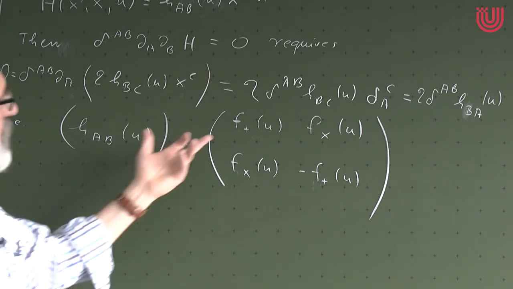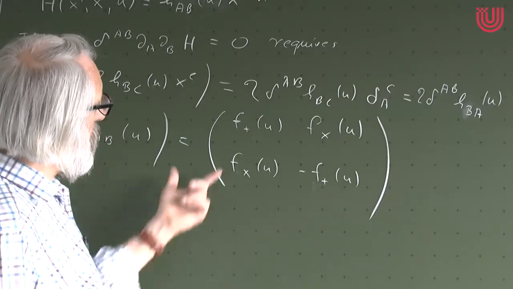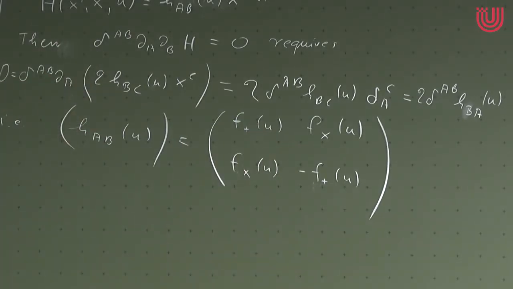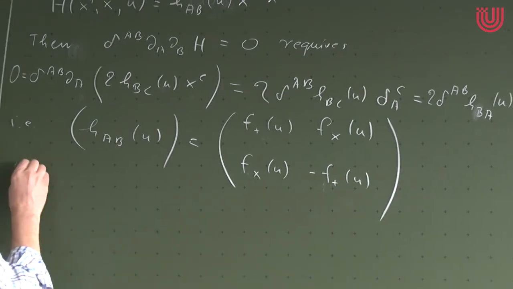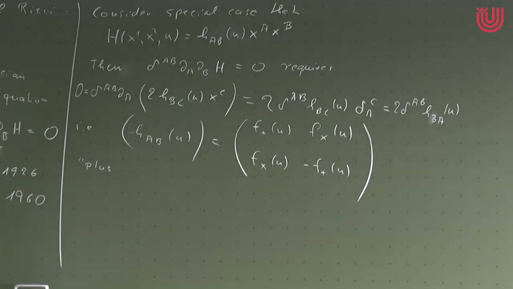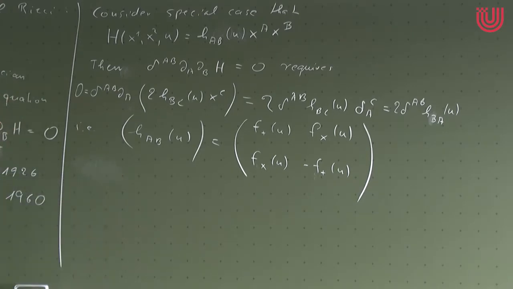So it's the same structure as we had for the plus mode and the cross mode. This is something which is aligned with the 1 and 2 axes, and this is one which is rotated by 45 degrees. So in this case, one also calls this a plus. Mode is maybe not the correct word because we don't assume a sinusoidal dependence on time. So maybe I should not call it the plus mode, but it is related to the plus sign which we had for the plus mode, and the other thing to the cross mode.